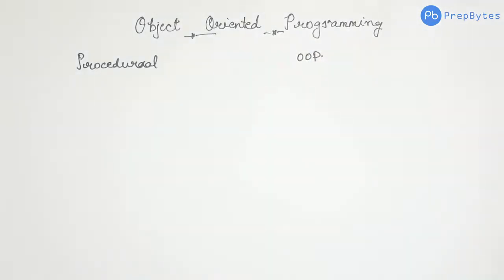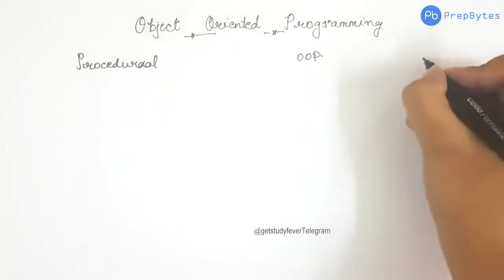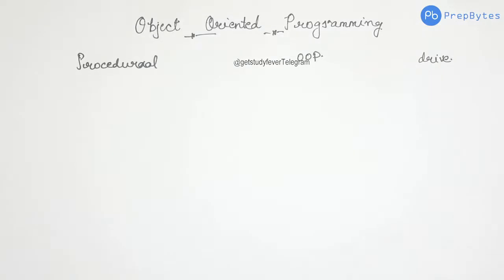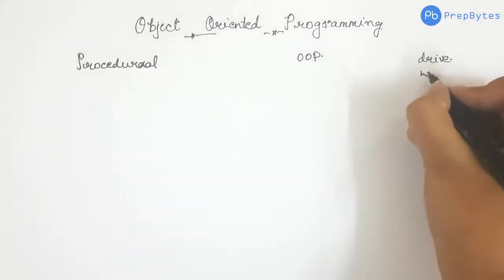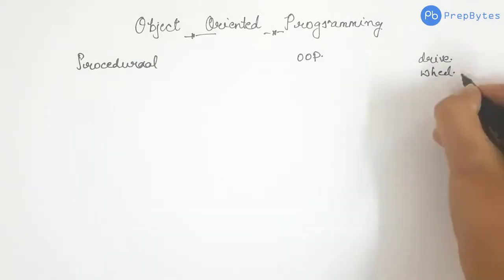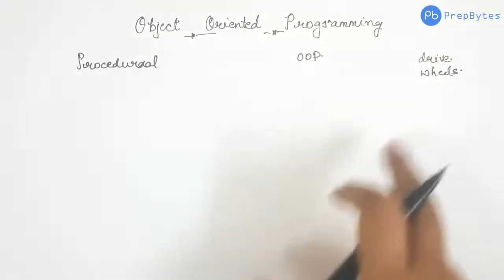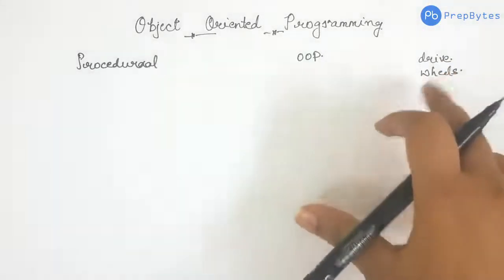Let's say you are given a use case to design a car that has a method of driving. So a car basically drives, and a car has a few things, like wheels. These are the two things: the car has a behavior that it should drive, and the car should have wheels.